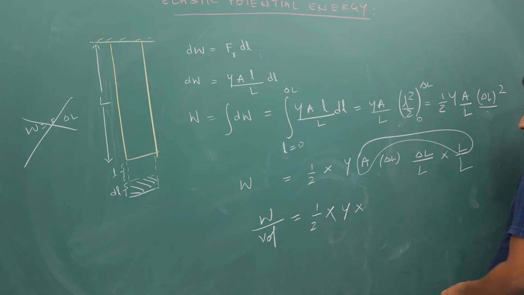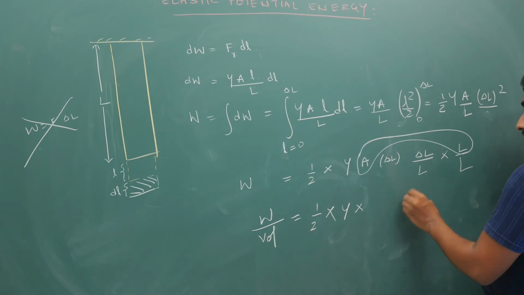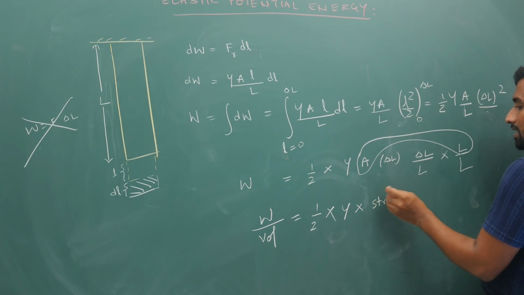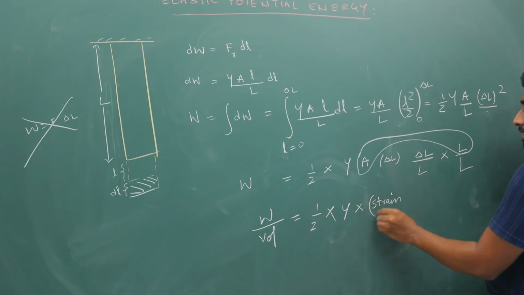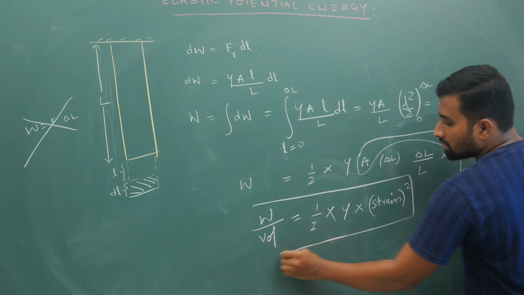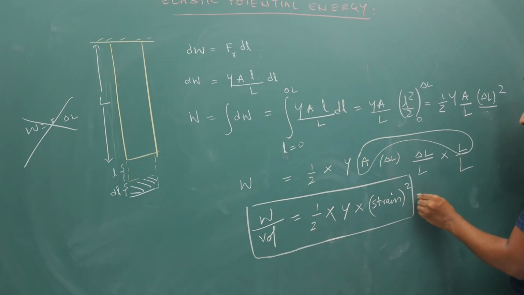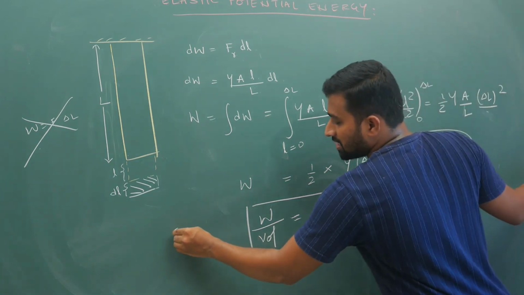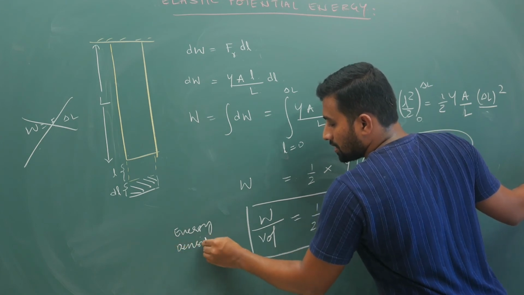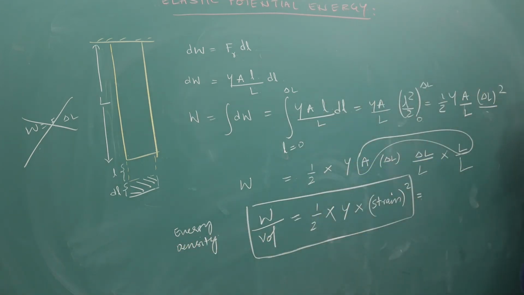Delta L by L is strain, one delta L by L and another delta L by L, so you are going to get half of Young's modulus into strain whole square. This is nothing but your energy density, that is work done per unit volume.